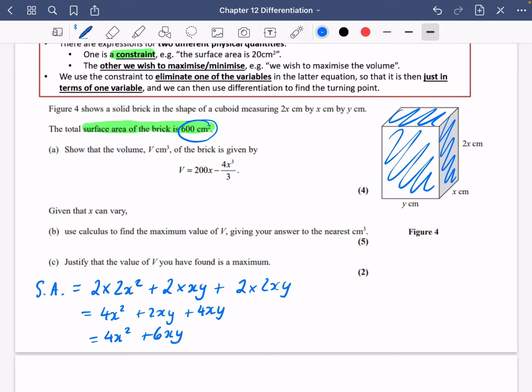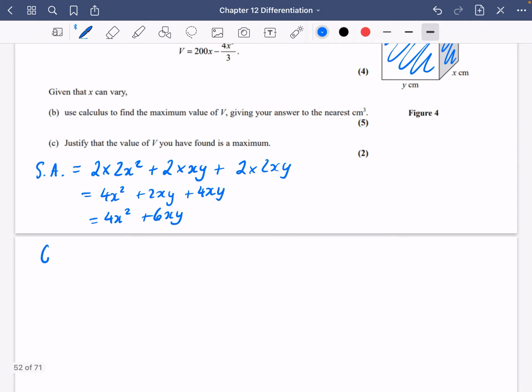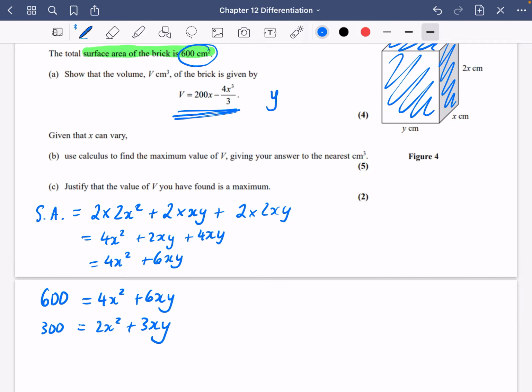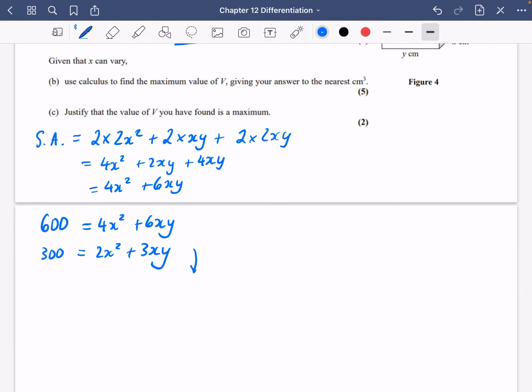And they've told us the surface area is 600. So I'm just going to write down now that the surface area, 600, is equal to 4x squared plus 6xy. Looks like everything could be simplified here a bit. So I'm going to just do some division, and I'm going to say that we get 300 equals 2x squared plus 3xy. Now you'll notice here, for the thing we're aiming for, there is no y. So what we're going to do is we will make y the subject in this expression that we've got here. We're going to make y the subject and then find the volume.